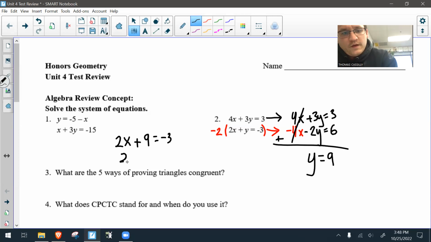All right, so we're going to have 2x equals -12. Therefore, x equals -6. All right, and that one's done. So your answer for number 2 is x is -6, y is +9.